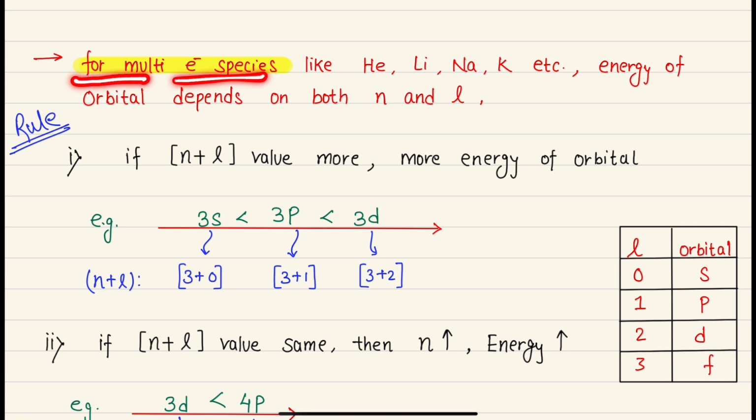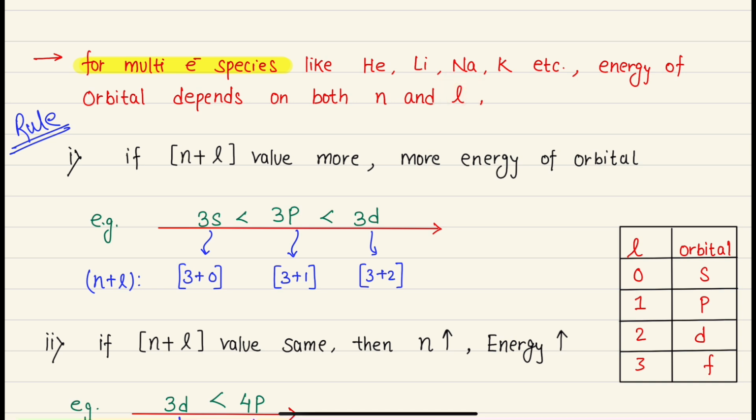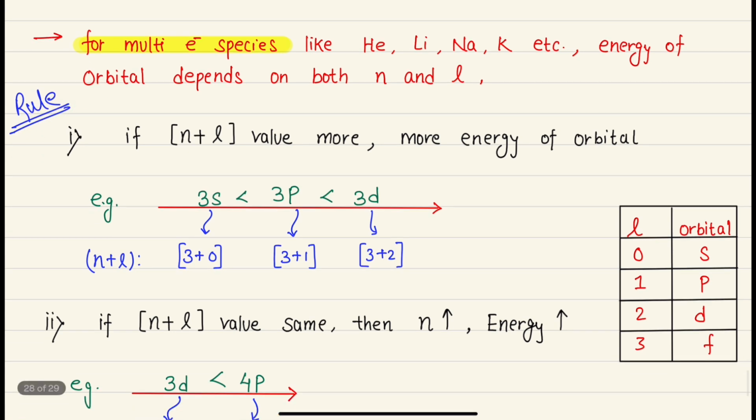For multi electron species, the energy of an orbital depends on both the principal quantum number and the azimuthal quantum number. First of all, the rule of how to compare the energy of orbitals for multi electron species. The first rule: you have to check the n plus l value. If the n plus l value is more, it means that orbital has more energy.